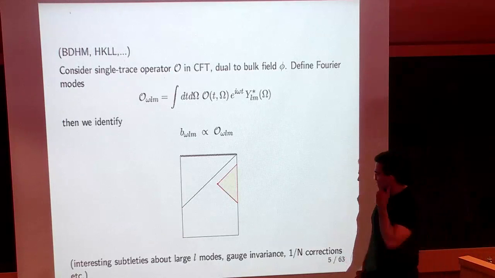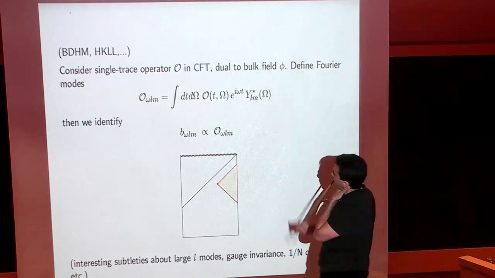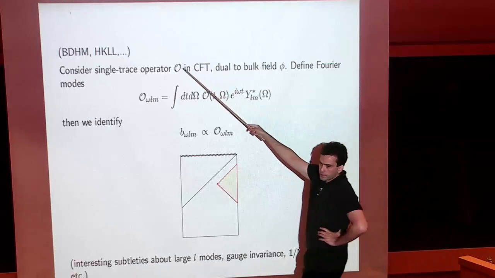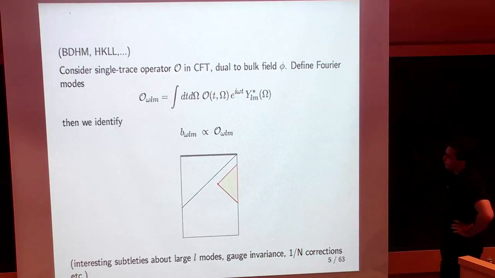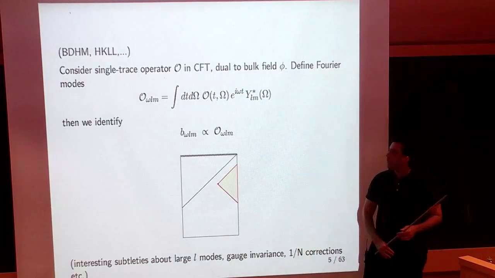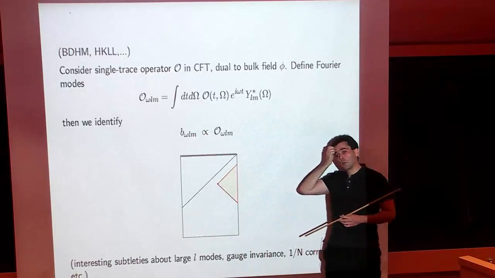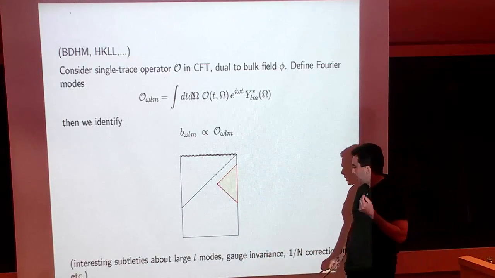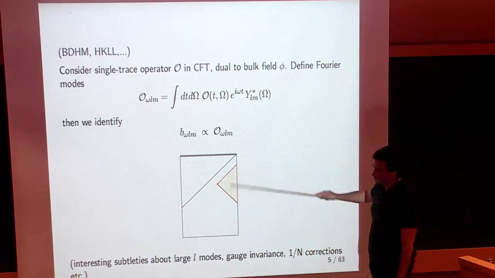In this case, it's not very difficult, and the construction is based on the work of many people. The main idea is that we take a single trace operator O in the CFT, which is dual to the bulk field phi. Then we consider the Fourier mode of the single trace operator in the conformal field theory. And we simply identify the Fourier modes of the boundary operator with the creation and annihilation operators of the field in the bulk. In this way, you can write down an expression for a local operator in AdS in terms of a smeared operator on the boundary of the CFT.